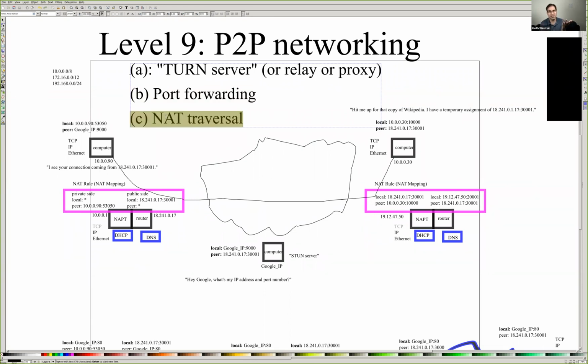Programs like Hangouts and WebRTC and video games, they all do this automatically. Some video game is not going to say, before you can play our game, you have to ask your mom for the password to your home router so you can log in and set up a forwarded port. No one would play that game. So the benefit of NAT traversal is that it's all automatic.